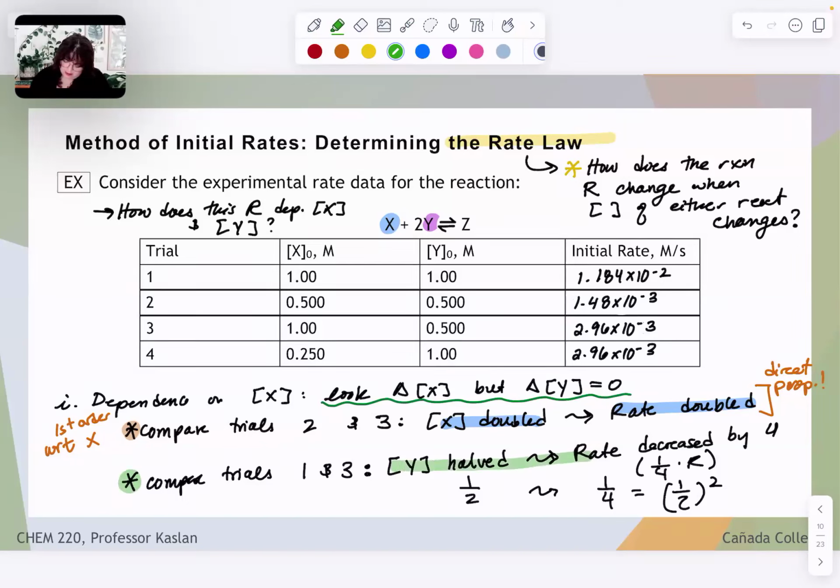So as Y was halved, the rate decreased by 4, where specifically we recognize that a change in 1/2 affecting a change in 1/4 is squaring that 1/2. So because we have this square here, we are going to call this second order. Sorry, I'm trying to get my color coding down. This should be purple.